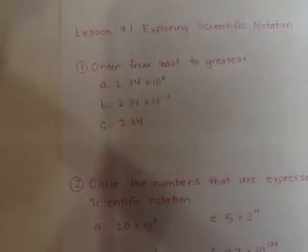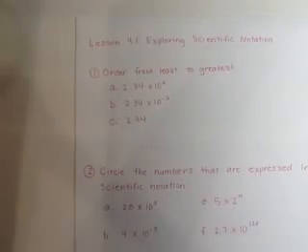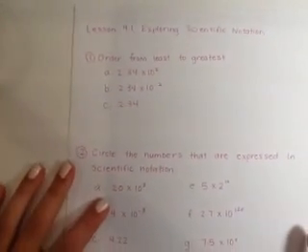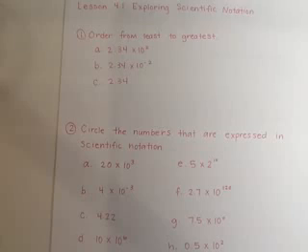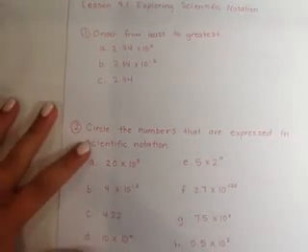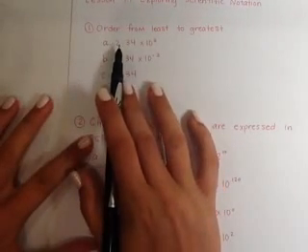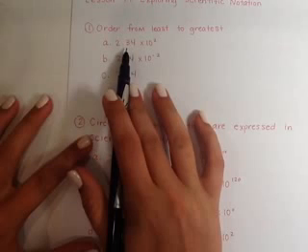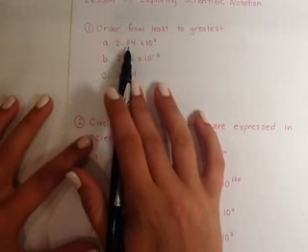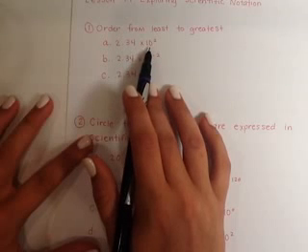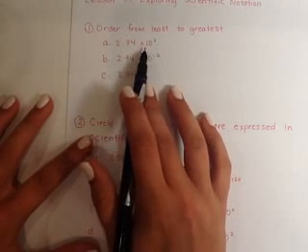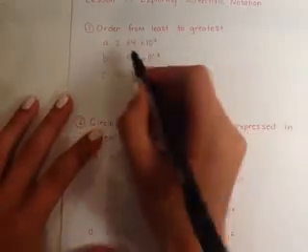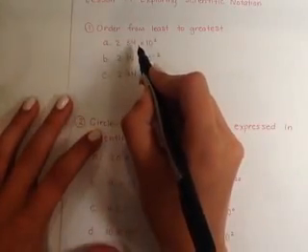So first thing, we're going to order from least to greatest. Right now, this is in scientific notation. How I know is that my first factor is greater than or equal to 1 and less than 10, and the second is a power of 10, the base of 10 raised to a power. So that's how I know this is in scientific notation.